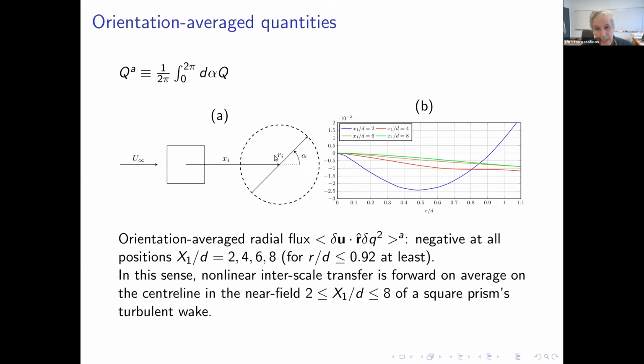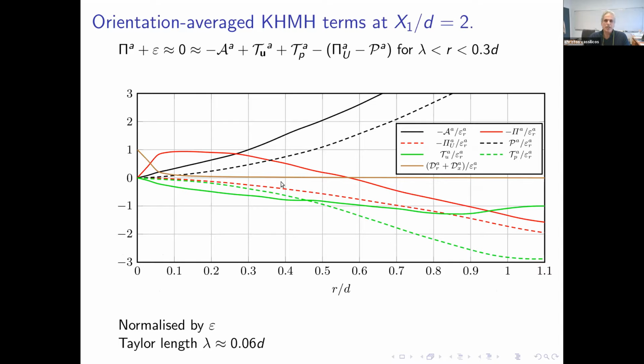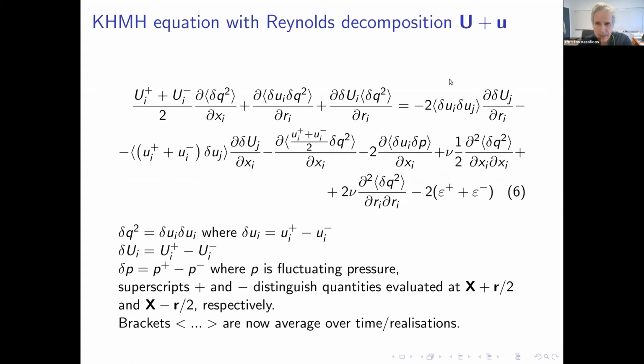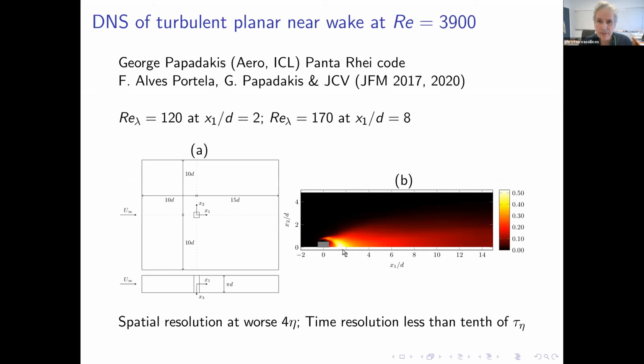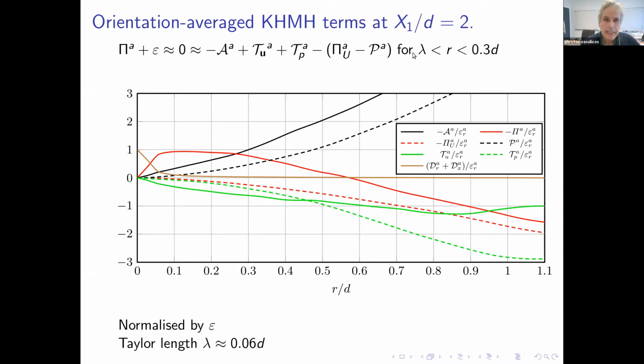And this is now the orientation averaged equation that we had before, and this is taken at x1 over d equals 2. So if you allow me, we are about here on the center line, very close to the object, fully non-isotropic, non-homogeneous, everything is non. Now, all the terms are alive. It's not a situation like Kolmogorov, where you can say, well, we are stationary, there is no time dependence, we are homogeneous, there is no spatial dependence.